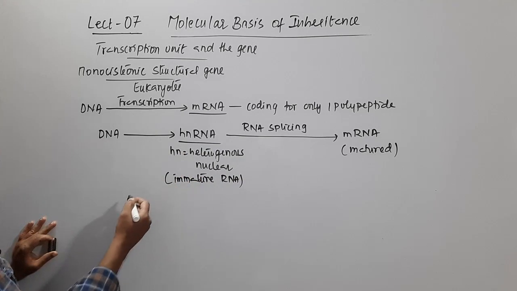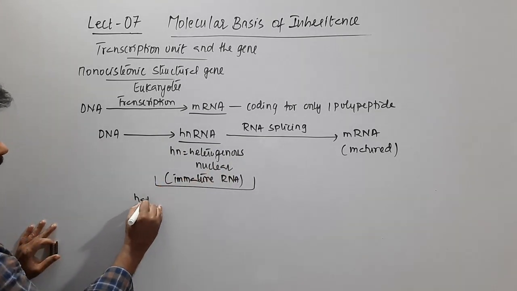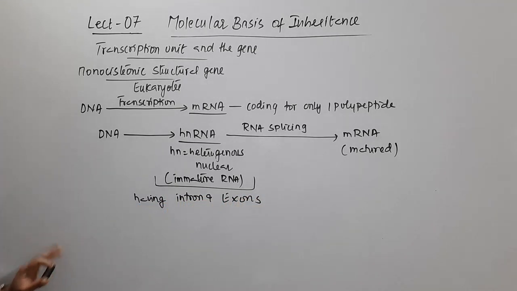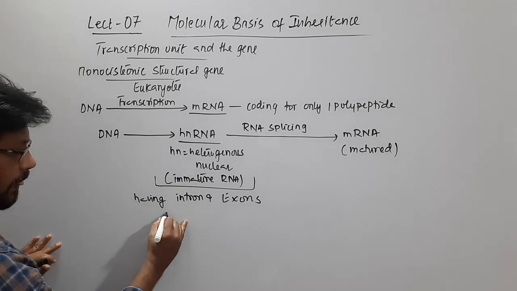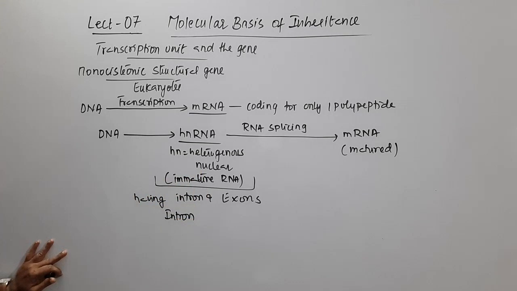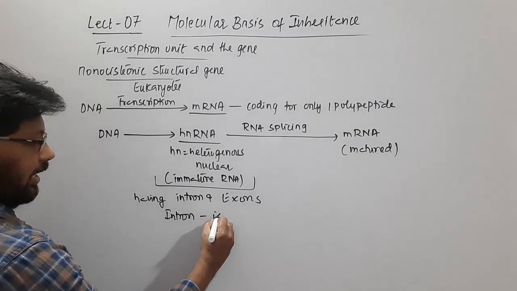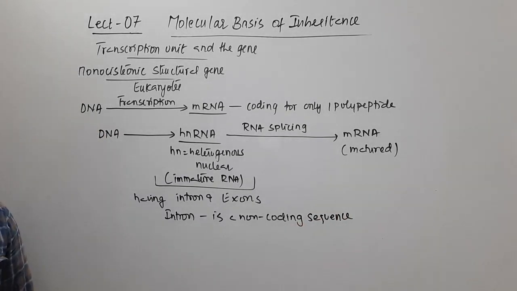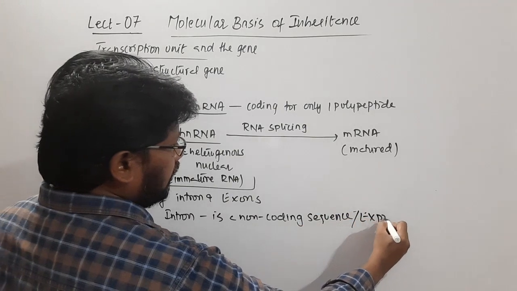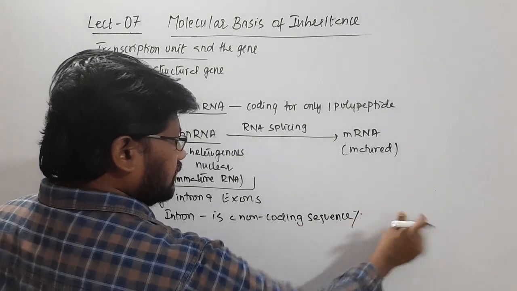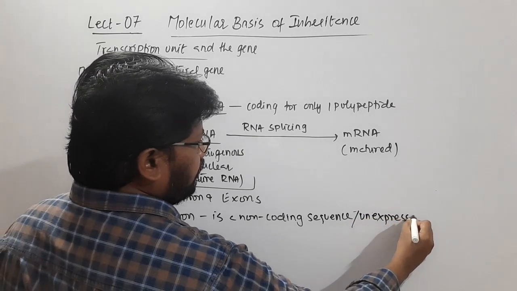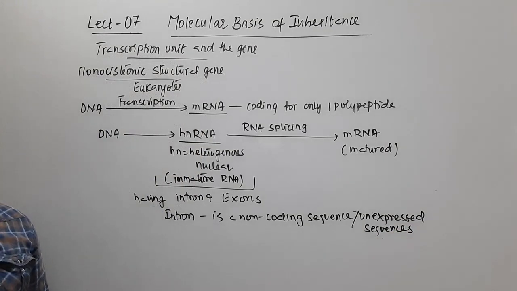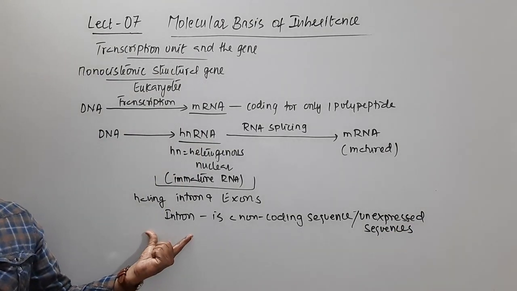This hnRNA, the immature RNA molecule, will be having introns and exons. So what actually are intron and exon? Intron is a non-coding sequence, also called unexpressed sequences. So these introns do not code for any part of the polypeptide. They are intervening sequences.